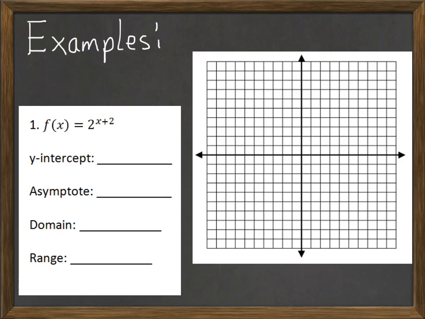In this first example, our function is 2 to the power of x plus 2. Now let's start by graphing the parent function. The parent function is 2 to the x, since our base is 2. One important thing to note is that it's going to have the point (0, 1). This is a point that is common to all exponential functions because anything to the 0 power is 1.